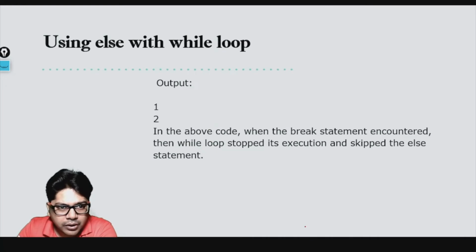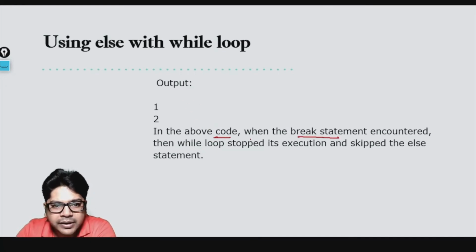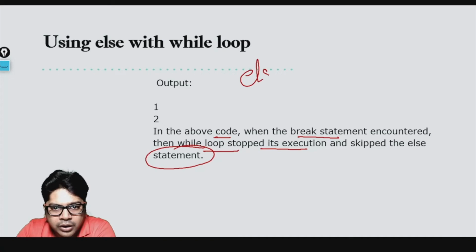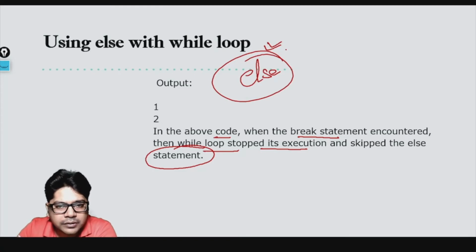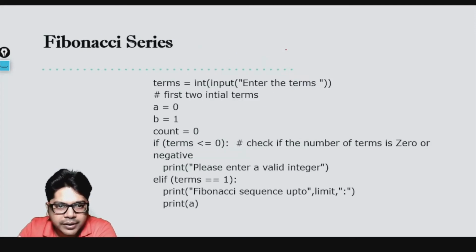Okay, so we saw while with else with the while loop. So in the above code, when the break statement was encountered, the while loop stopped its execution and skipped the else statement. Okay, so remember, else will only be used when the program goes its normal flow and the condition becomes false, or it reaches the maximum iteration that it has to go in case of a for loop. Then only the else will happen. In any abrupt ending, else will not get executed.